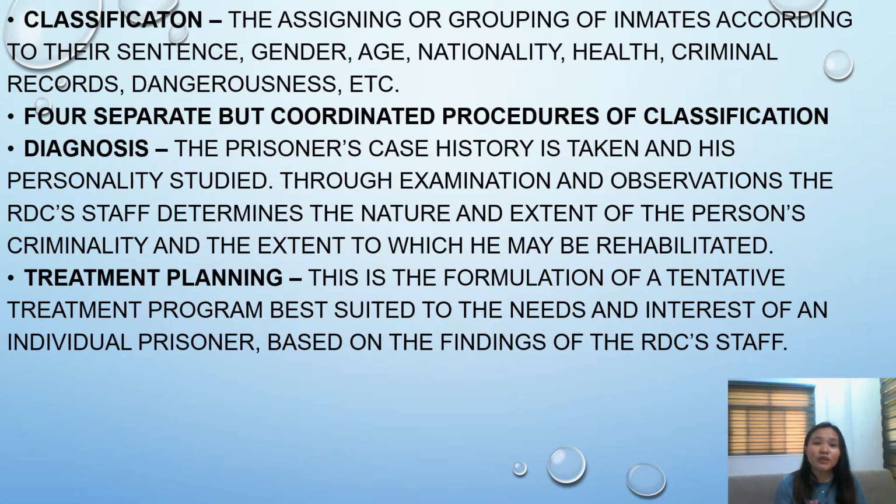Four separate but coordinated procedures of classification. First, we have the diagnosis. Diagnosis: the prisoner's case history is taken and his personality is studied. Through examination and observations, the RDC's staff determines the nature and extent of the person's criminality and the extent to which he may be rehabilitated.